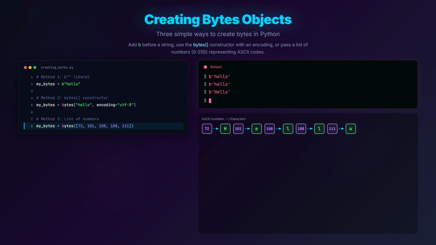Method 3 might surprise you. You can create bytes from a list of numbers. Wait, numbers turned into letters? Yes, because underneath every character is a number. 72 is the ASCII code for capital H, 101 is lowercase e, and so on. Every number must be between 0 and 255. That's the range of a single byte. See how each method produces the same bytes object, but from different starting points.